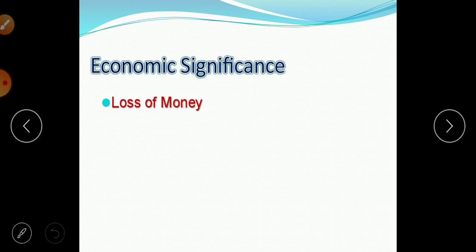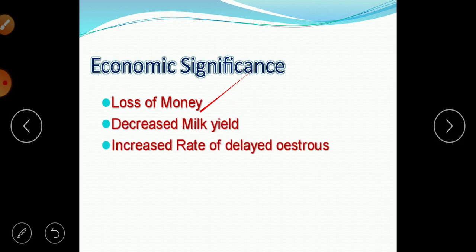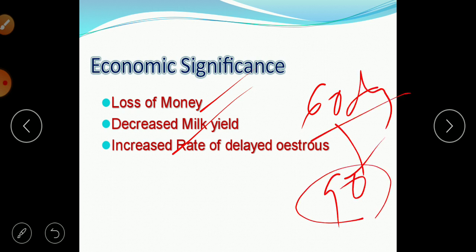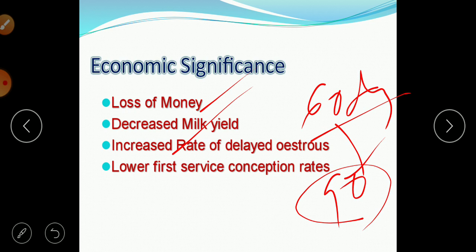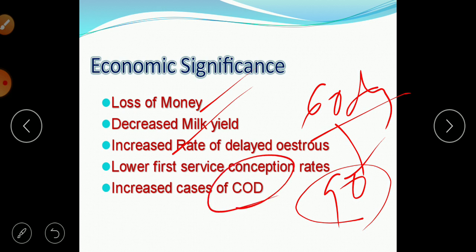As for economic significance, there is loss of money as there is a decline in the production level. So obviously it has a devastating effect on the income of the farmer. There is decreased milk yield and an increased rate of delayed oestrus. The return to estrus after parturition is generally within 60 days. If it is around 90 days, then there will be heavy loss to the farmer. Lower first service conception rate means that after parturition, if the animal does not conceive in either the first or second estrus, then there will also be heavy loss to the farmers. And in the case of COD, cystic ovarian degeneration, these are the economic significance of this disease.